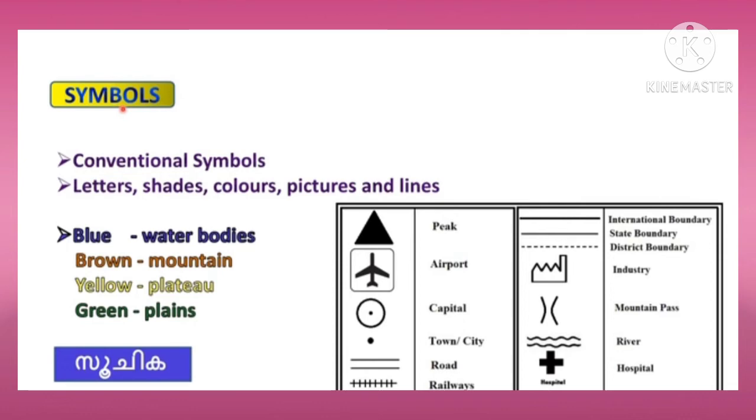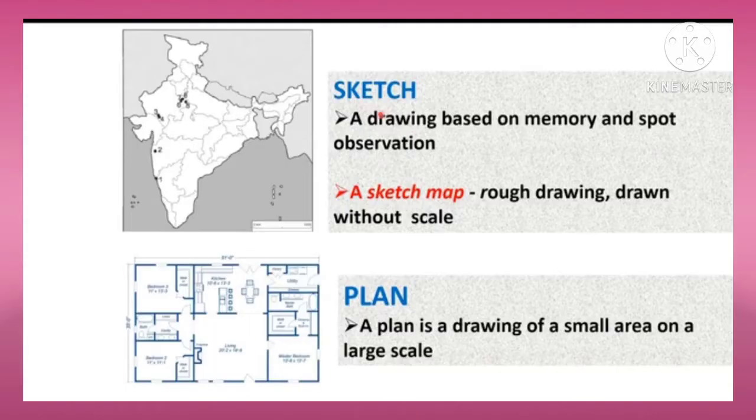Various colors are used for the same purpose. For example, generally blue is used for showing water bodies, brown for mountains, yellow for plateaus, and green for plains.